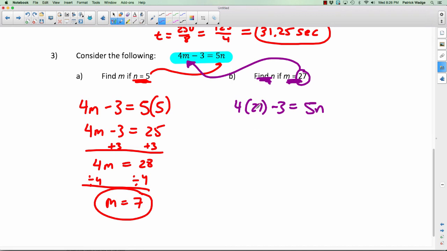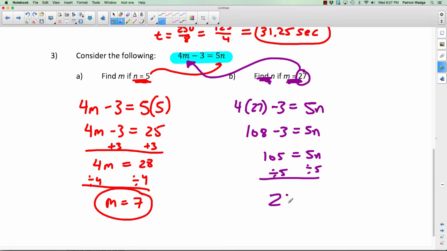Okay, algebra, let's start by multiplying this side. 4 times 27, it's 108 minus 3 equals 5n. Oh, look at this. We can combine like terms here on the same side. 108 minus 3 is 105 equals 5n. Last step, 5 times n. So we want to do the opposite and divide by 5. And 105 divided by 5 is 21. So 21 equals n, or n equals 21, whichever way you want to write it.